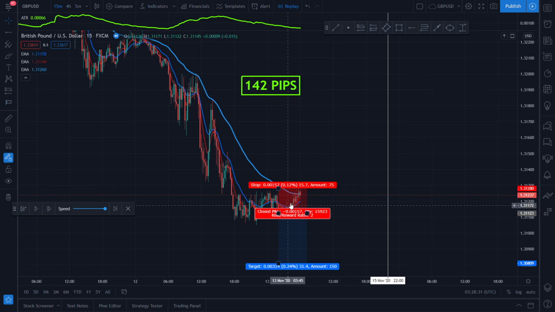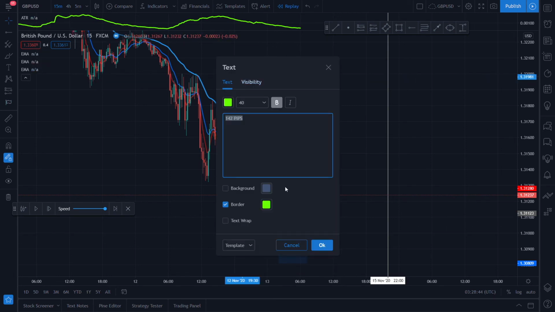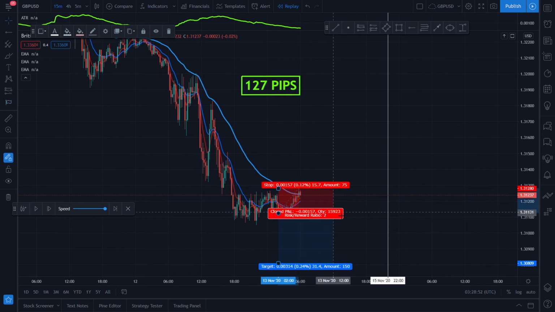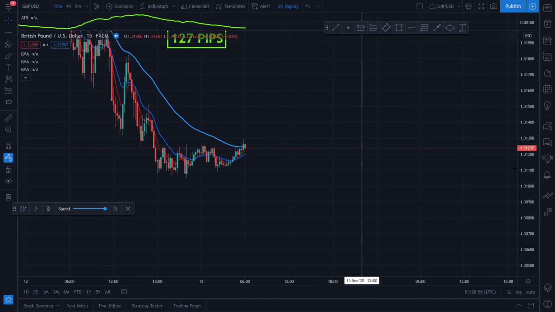Because sometimes it does look like this, where it gets like negative 10 pips, and then it reverses, and it gives you the whole 50 to 100 pips. So you guys want to make sure you hit that. So I think that was a 15 pip loss. So that's 127 pip gain. All right. That was the loss.